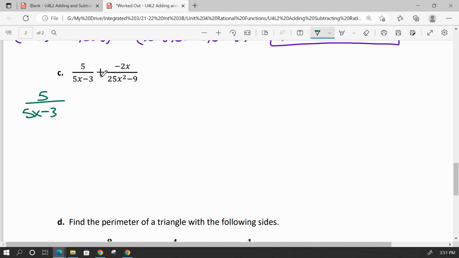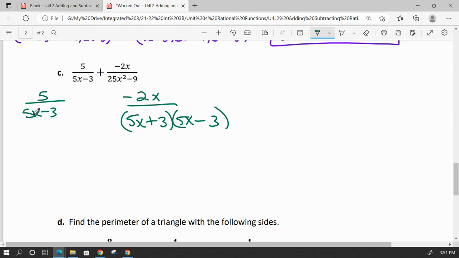The denominator in the second fraction can be factored. It is actually a difference of two squares. So the 25x squared minus 9 can be factored into two binomials. The square root of 25x squared is 5x and 5x. The square root of 9 is 3 and 3. Because it's a negative, your signs are plus and minus.